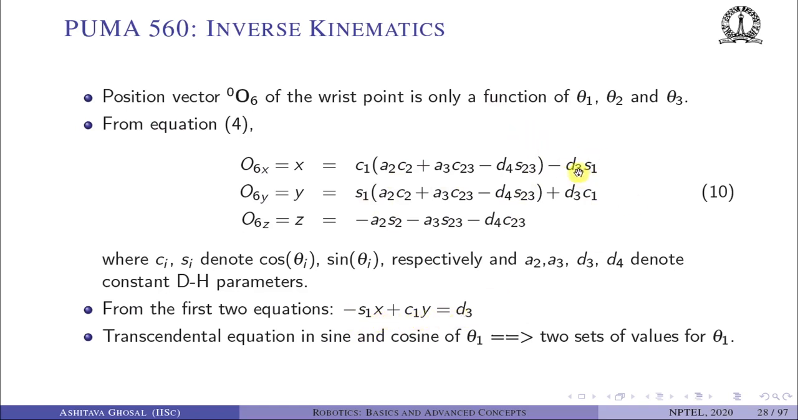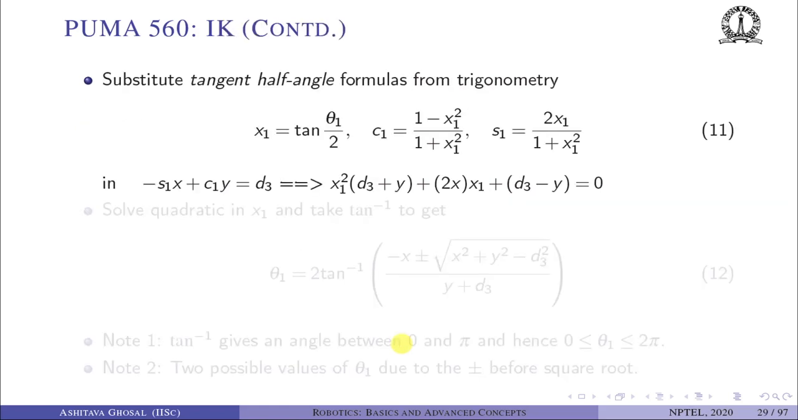You'll get D3 into S1 square, D3 into C1 square. When you add them, they'll become 1. So we have a single transcendental equation in theta 1. How do we solve this? The kinematics people have figured out a really nice way of solving a single transcendental equation. The idea is that we convert a transcendental equation into a polynomial. And how can we do that?